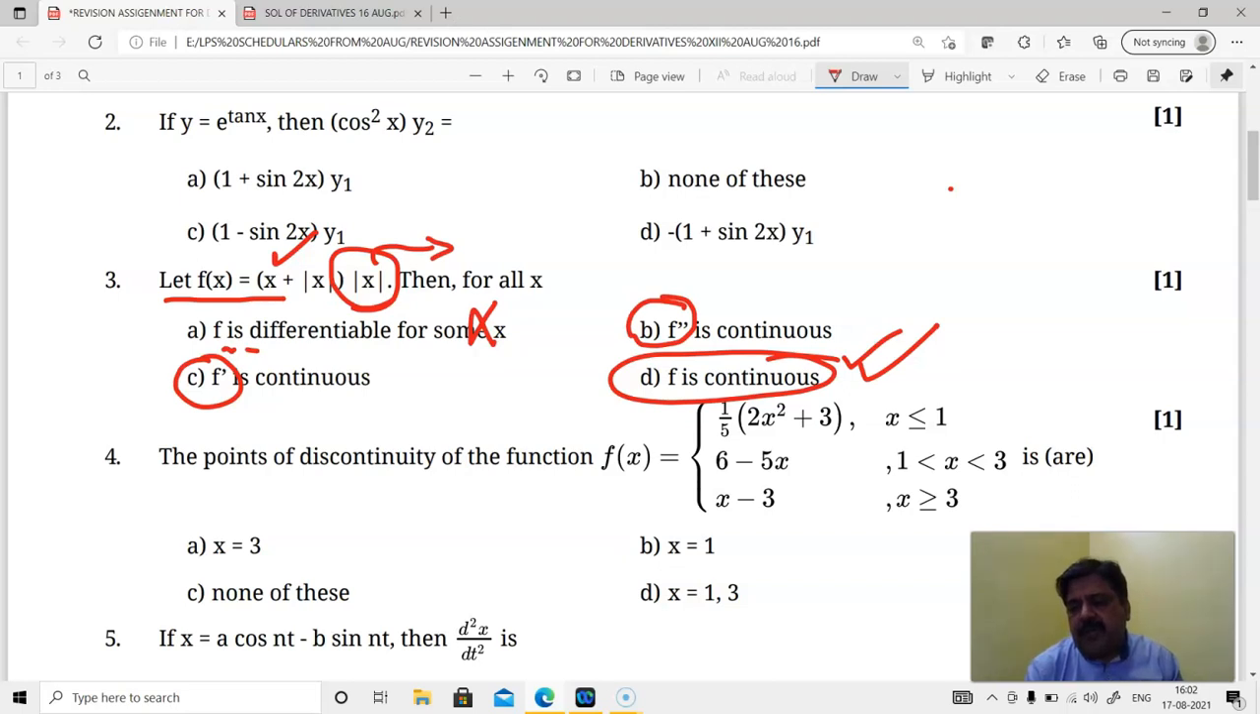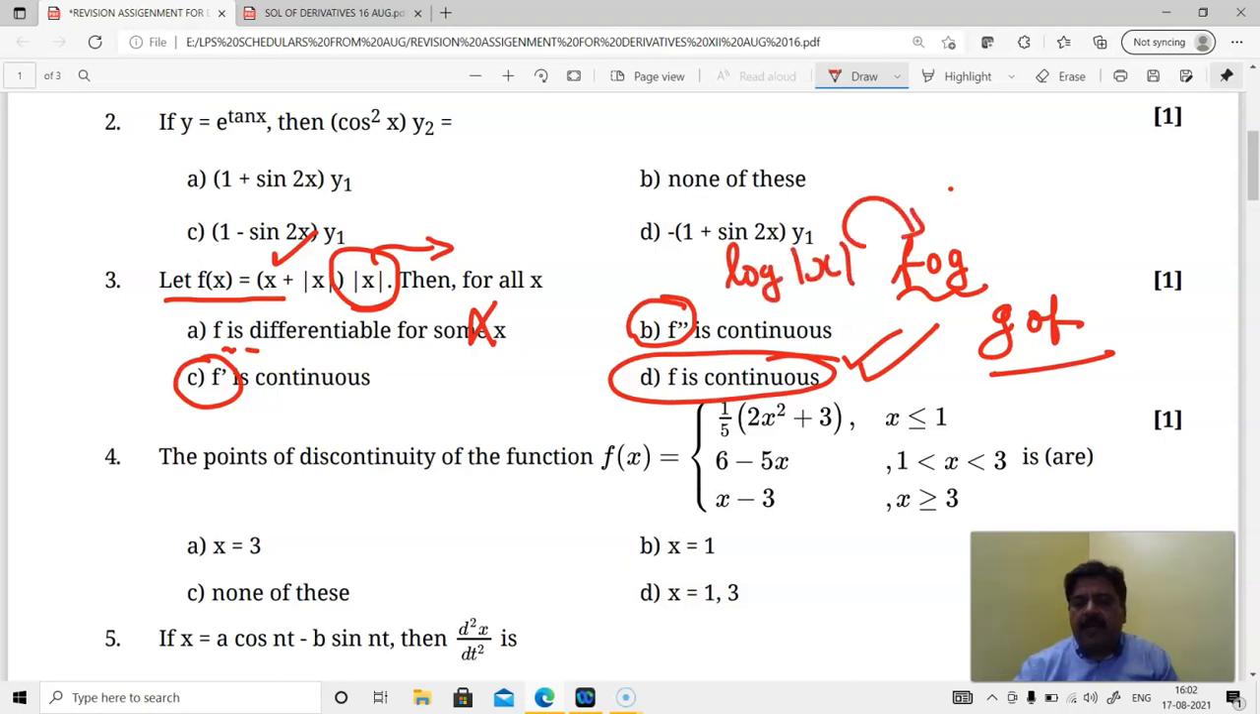And moreover, you have to see that they will be continuous even if we talk about fog or gof. So in most of the questions you may get log mod x, where you have to use this concept of continuity. Log x is one function and mod x is another function. You may take one as f and the other as g, and you can move further with these kinds of questions.